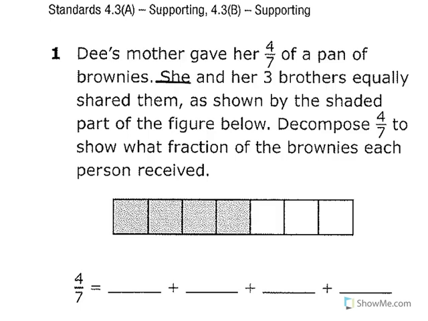So that was her and her 3 brothers. That's 4 people. So if we decompose 4/7, figuring out how much each would get, each one of them would have got 1/7. So that's 1/7 plus 1/7 plus 1/7 plus 1/7 equals 4/7. So each one of them would have got 1/7 of the pan of brownies.